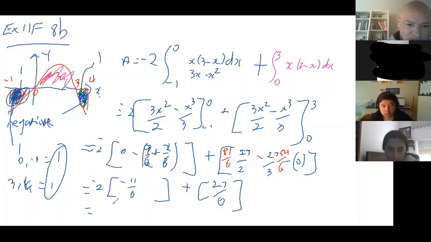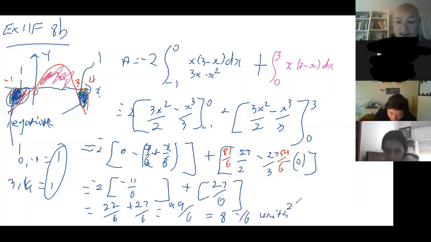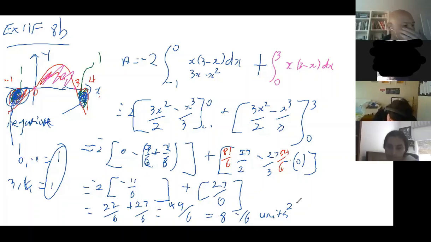So this becomes 22 over 6, plus my 27 over 6. So 49 over 6, which ends up giving me 8 and 1/6 units squared, because it is an area that I'm finding. 8 and 1/6 units squared. Any questions on that one?